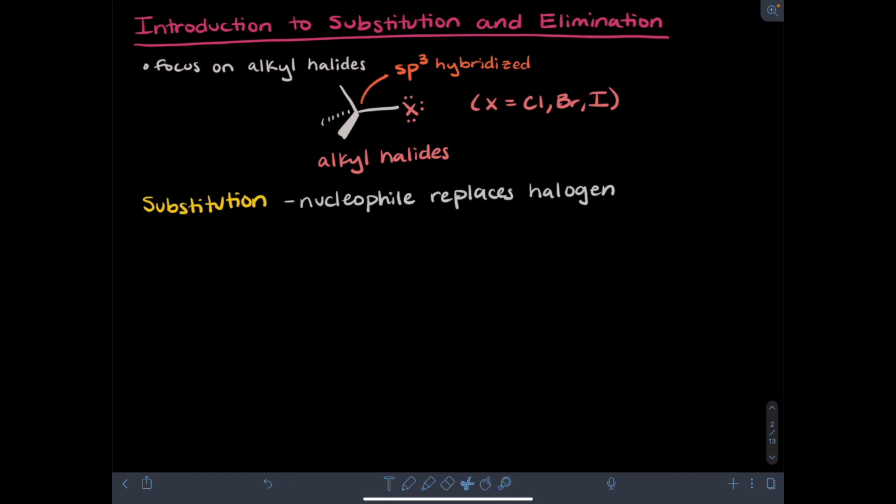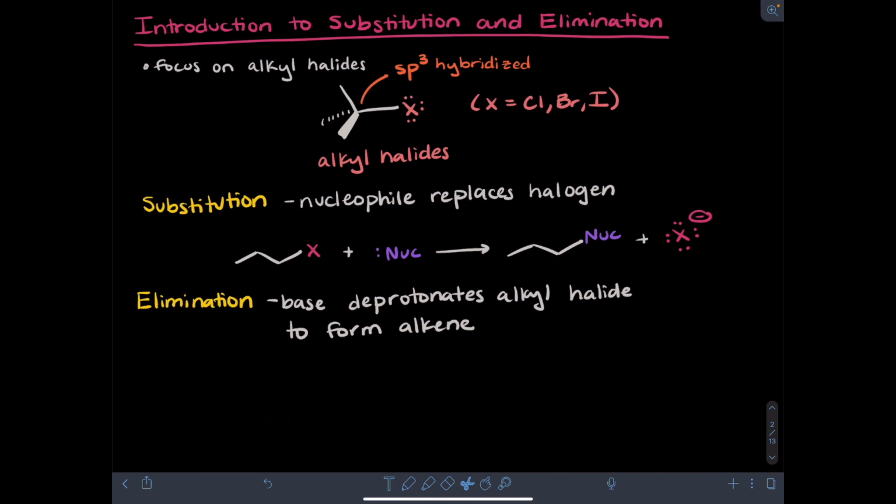In reactions known as substitution reactions, you're going to have a nucleophile replace the halogen of your alkyl halide. The reactants of a substitution reaction would be an alkyl halide and a nucleophile, and your products would have a new carbon nucleophile bond, and you would have a halide anion formed. So in the substitution reaction, the nucleophile substitutes for the halide in bonding to carbon.